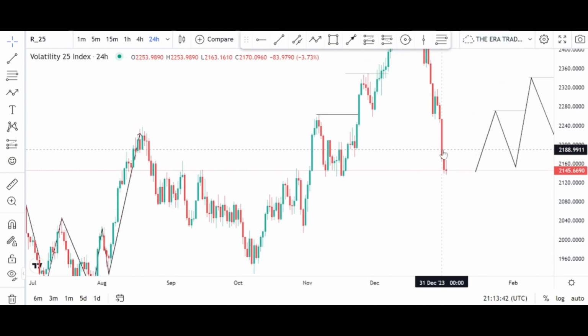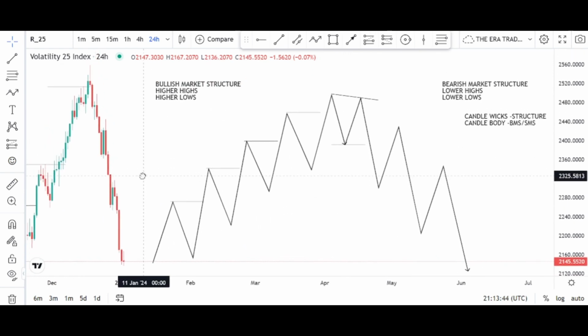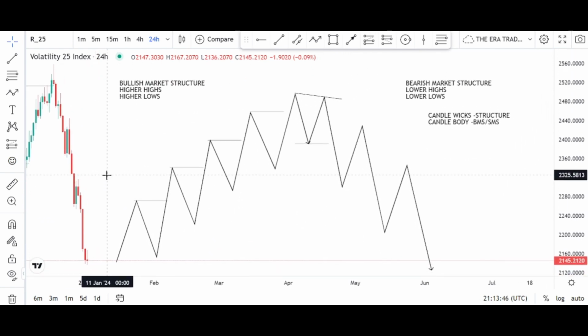Okay, so a recap, we said market structure is one of the basics of forex trading. You need to understand how the market moves, and also you need to know that bullish market structure consists of higher highs, higher lows. Bearish market structure consists of lower highs, lower lows. Then for candle wicks, we use candle wicks to identify structure. We use candle body to identify break of structure. All right, so go to your chart and mark out these things and learn these things.